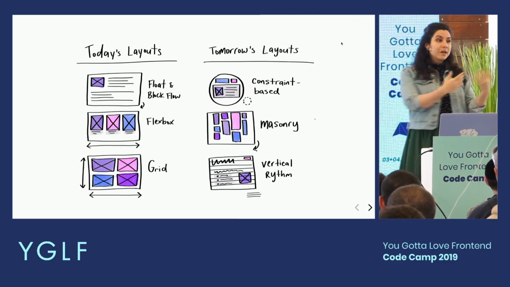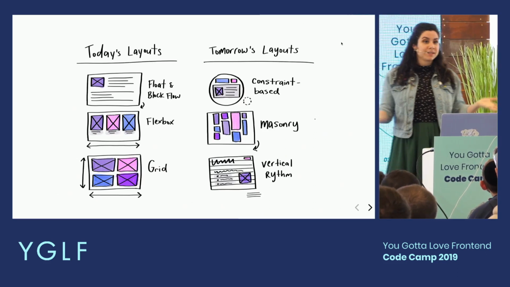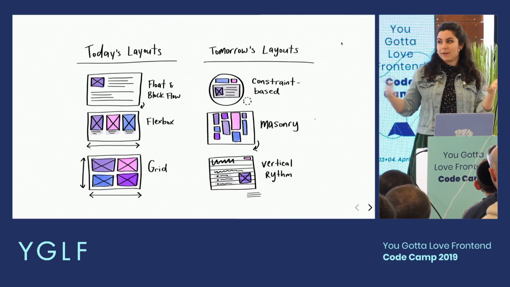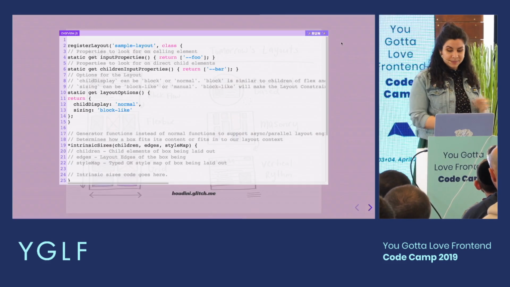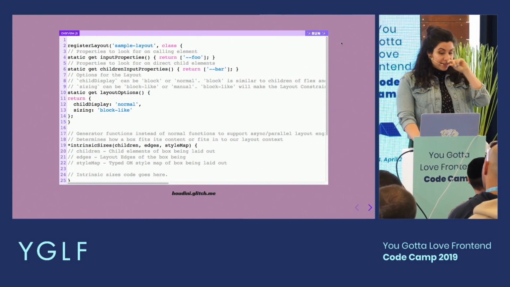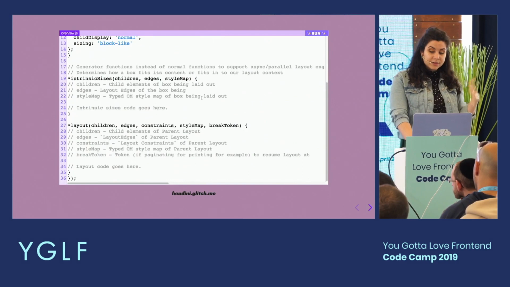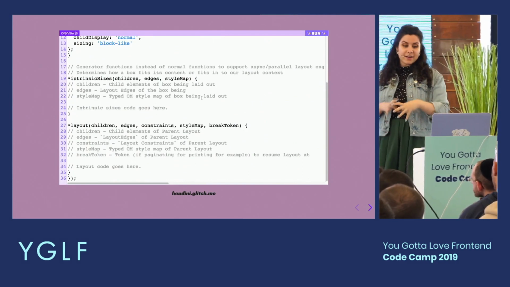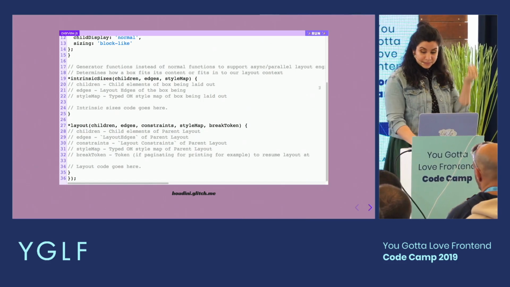Layout could be writing books inside of the web. People have done that already. Leah Verou's book CSS Secrets is written in a web browser, and then using print style sheets, she's able to style it. I think that's really cool. So it looks kind of like this. You can get the children, edges, constraints, style maps of the parents, and then use those to style things.